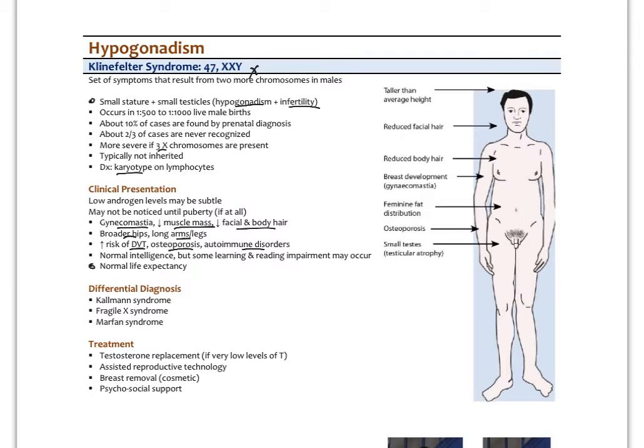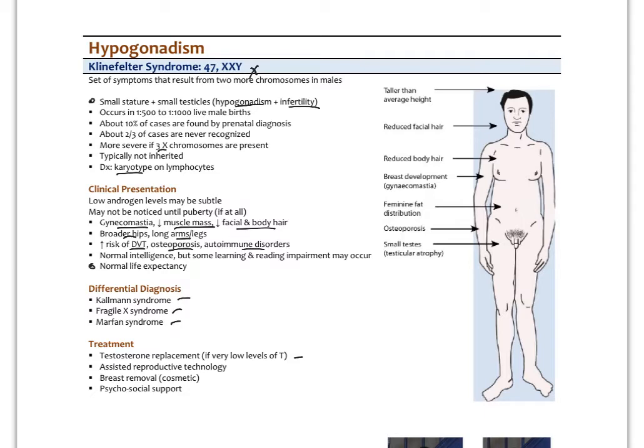This should be differentiated from Kallmann syndrome, as I mentioned in the previous slide. It's also differentiated from Fragile X syndrome and Marfan syndrome, and this can be assisted through genetic testing, etc., if that needs to be done. The treatment typically is, if there's very low levels of testosterone, especially during puberty, that would be to give testosterone replacement therapy.